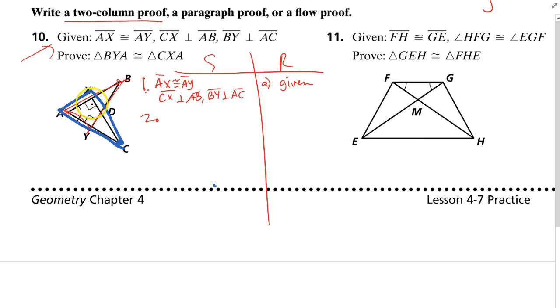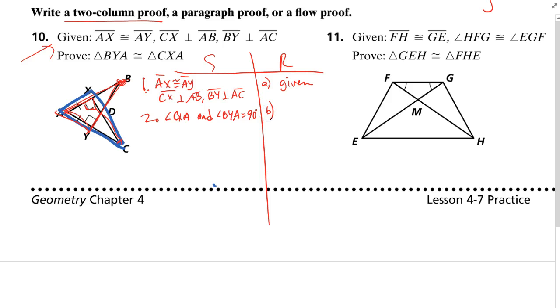Well, I've got a right angle. That's kind of handy. But you know what? They didn't actually give me a right angle. What they gave me was perpendicular stuff. So I actually have to say I've got a right angle. So I'm going to say angle CXA and BYA equal 90 degrees. Or I could have said they are right angles, but it takes less room to write equals 90. So that's why I'm writing that.